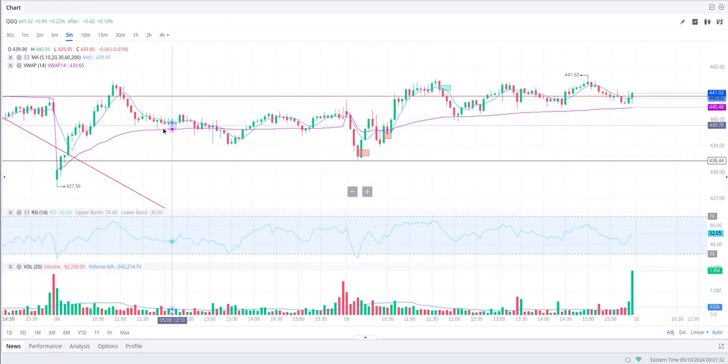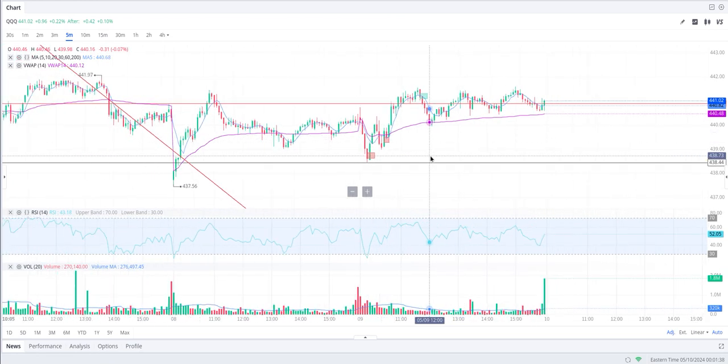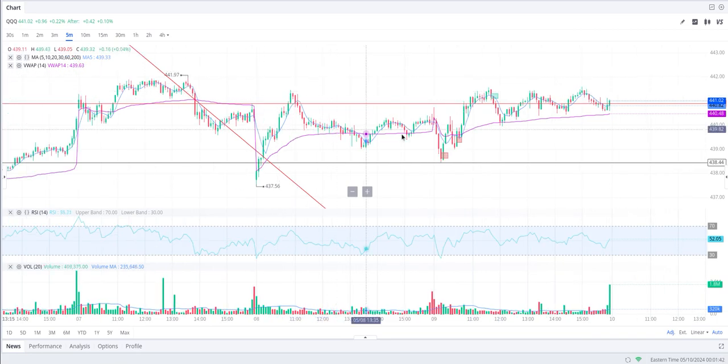So these are generally the things that I look for when it comes to the Qs. Very typical behavior. If you play this every day, it becomes very easy to anticipate these types of moves.